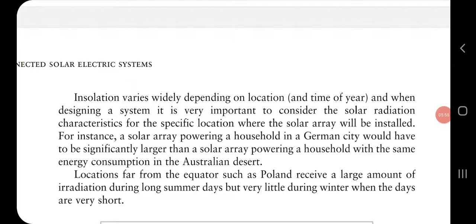Insolation means the amount of energy absorbed at a particular time or during the year. Taking one year, from January to December, the amount of radiation absorbed differs at different locations. If you compare the Australian desert and a German city in the northern hemisphere, the amount of sun energy absorbed in Germany is very little, whereas in Australia a lot of sun radiation is absorbed. So now let us compare.